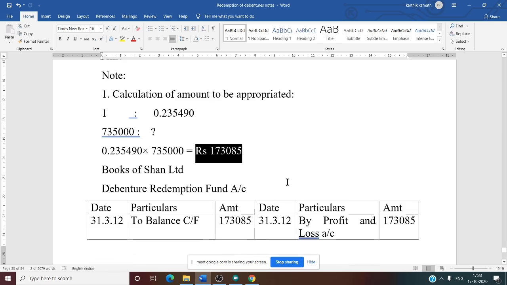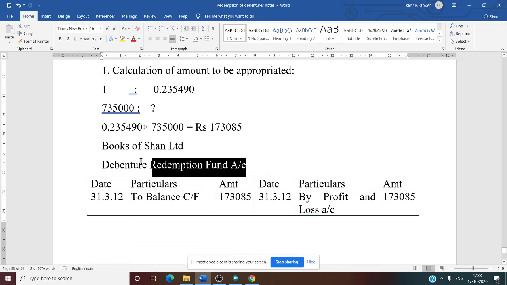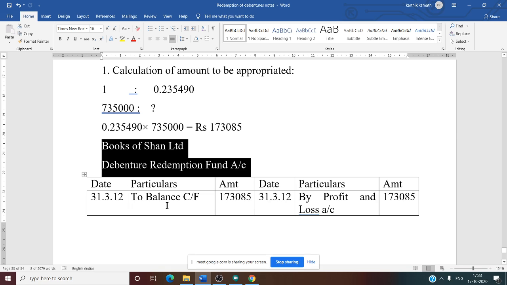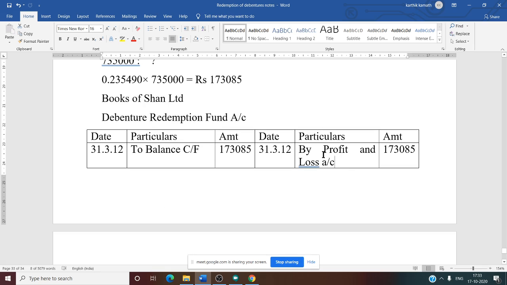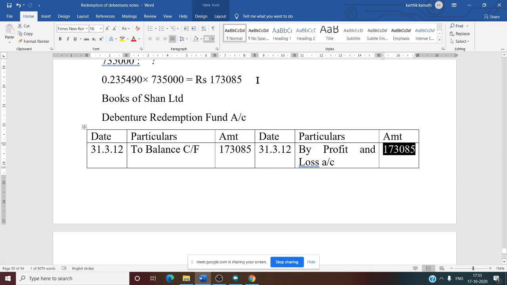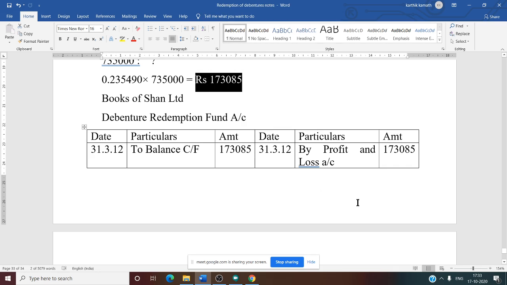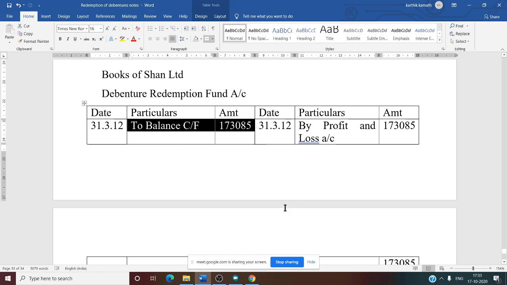So this is a simple step. After that, directly prepare the debenture redemption fund account in the books of Shan Limited. We know it is a credit balance, so start from the credit side with P&L. The P&L value is nothing but working note number 1, that is 1,73,085. No other balance. Close that year.